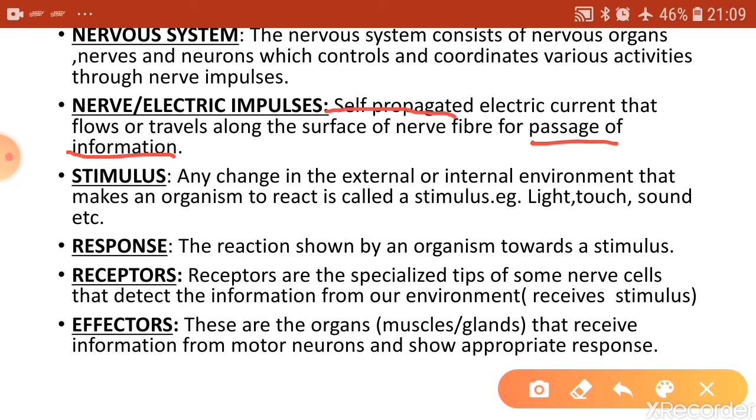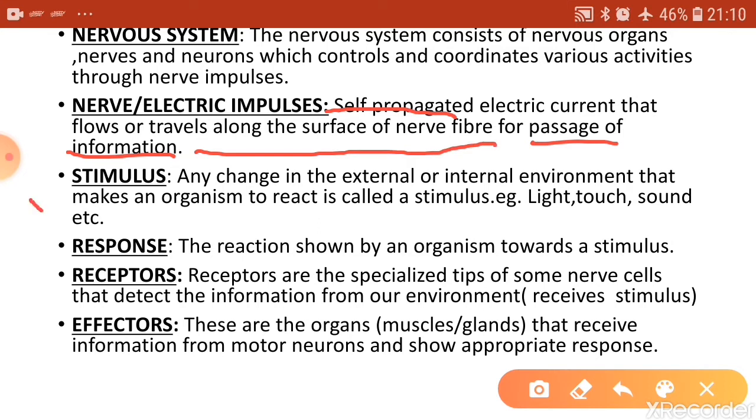Nerve impulse moves like how current flows through the wires; in the same way the impulses move through the nerve fiber. So they are self-propagated, that is, they move on their own. Once the nerve impulse is generated, it's going to move on its own. Self-propagated electric current that travels along the surface of the nerve fiber for passage of information.